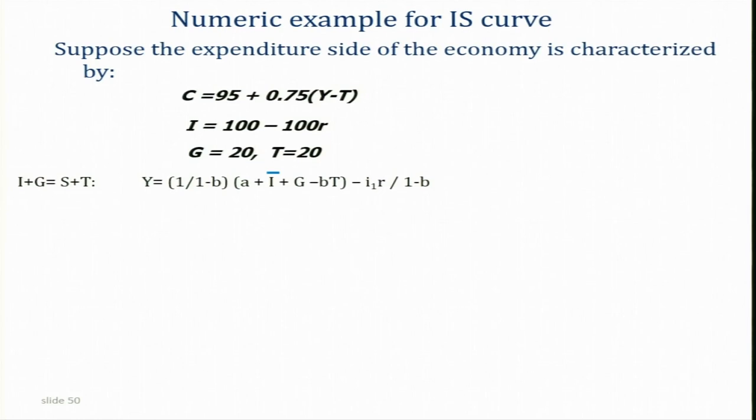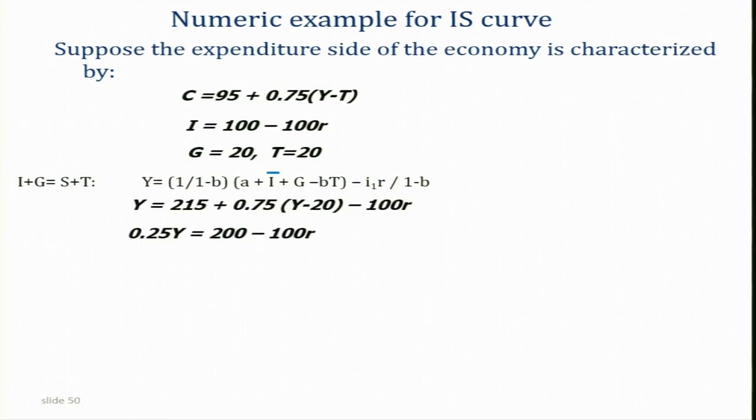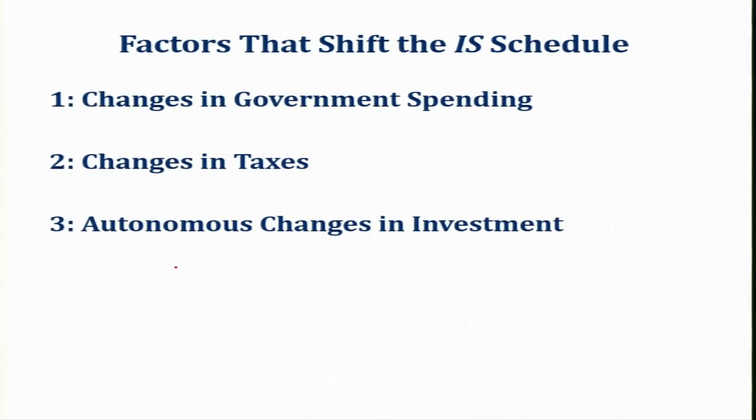This is a numerical example of estimating the IS curve. I have given here the values of C, I, N, G, and you can plug these values in this equation and then accordingly find out the values. So here you will be finding the IS equation; either you can solve it for the level of income or you can solve it for the rate of interest.